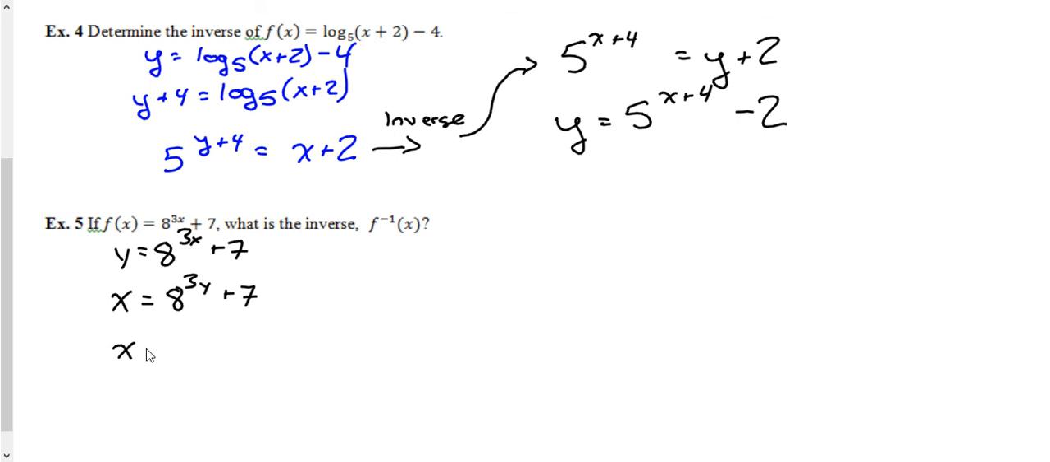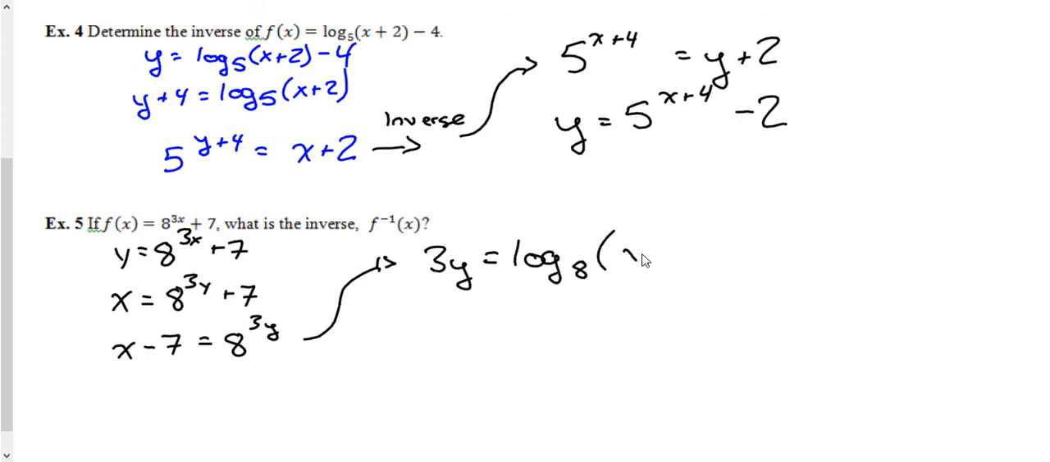So I have x minus 7 equals 8 to the 3y. And now I can write it in logs, so let's do that over here. So this is going to be 3y equals log base 8 of (x minus 7). Getting y by itself, dividing everything by 3, so now we have y equals 1/3 log base 8 of (x minus 7). There we go.